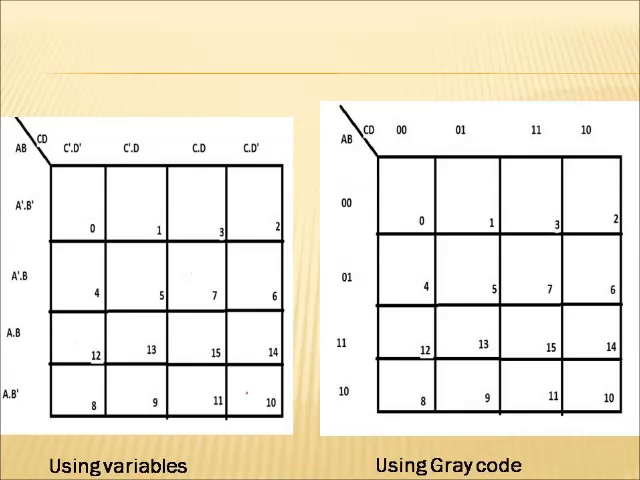In our K-map minimization process we may use the variables, and sometimes we may use the gray code. It is up to you which method you use. Sometimes even on the question paper they might use the gray code representation that we have to solve.